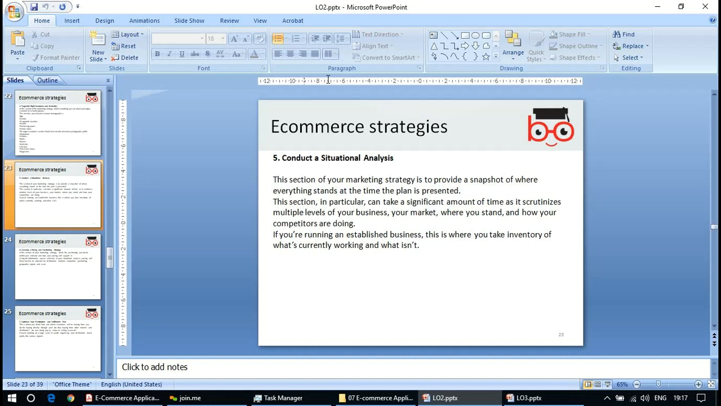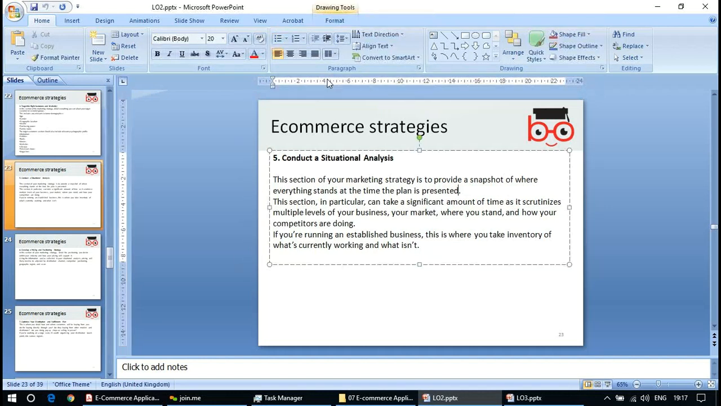Conduct a situational analysis. This section of your marketing strategy is to provide a snapshot of where everything stands at the time the plan is presented. So situational analysis, that is where do you stand exactly? This section in particular can take a significant amount of time as it scrutinizes multiple levels of your business, your market, where you stand, how your competitors are doing. So situational analysis regularly is important, isn't it?